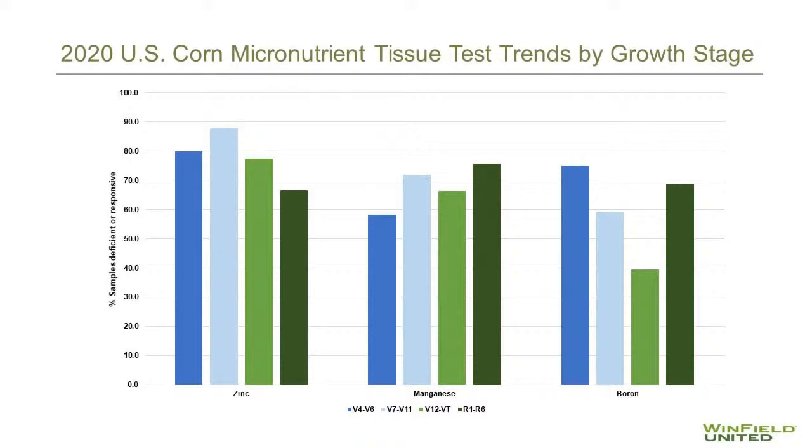In the case of zinc over there on the left side, we often talk about the importance of zinc early in the growing season, in furrow, on the seed, that type of thing. But really, as we get closer to tassel and grain fill, the importance of zinc is starting to decrease somewhat.